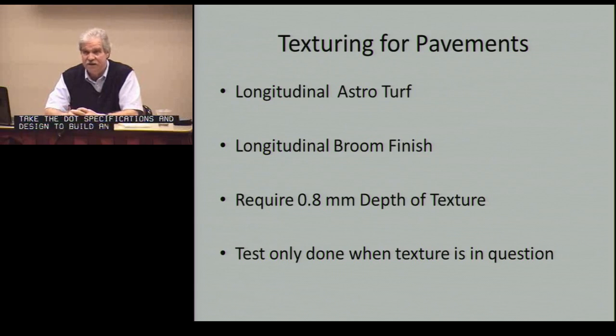When they get a concrete project, they take the DOT specifications, which are designed to build an interstate highway carrying traffic at 70 miles an hour with a depth of texture of 1 millimeter. When you get into city streets, you don't need that kind of depth of texture to stop a car going 30, 40 miles an hour. So we lightened it up a little bit. So we didn't see a need to have it tested. On the interstate highways, it's tested every day by the contractors. And if it's not deep enough, they have to come back and diamond grind it. The same penalties would apply here if need be.